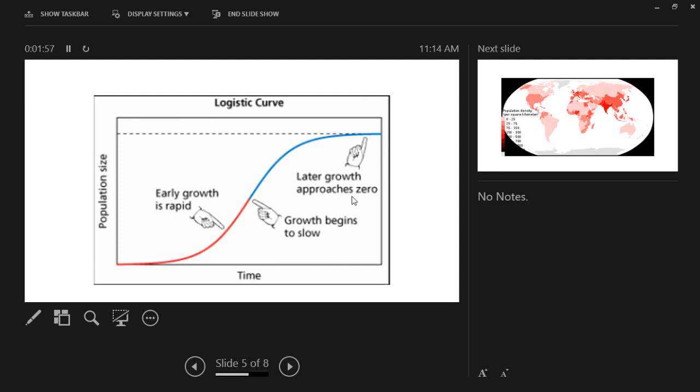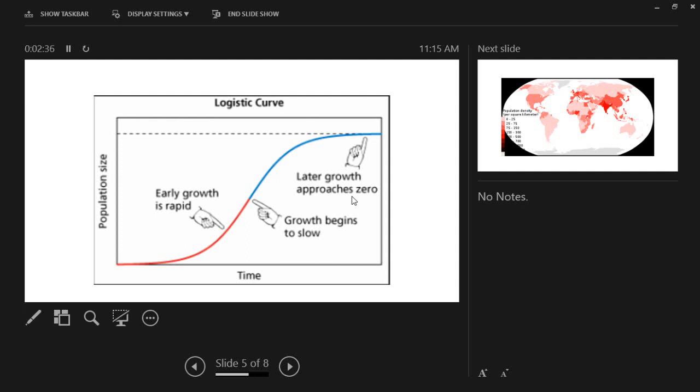On the logistic graph, I want you to go ahead and write rapid growth, where the curve is down here, because that's how logistic is. We grow fast, we slow down, and then we stabilize. That's what logistic is. Grow fast, slow down, stabilize. So write rapid growth, begin to slow, and you could put stable.